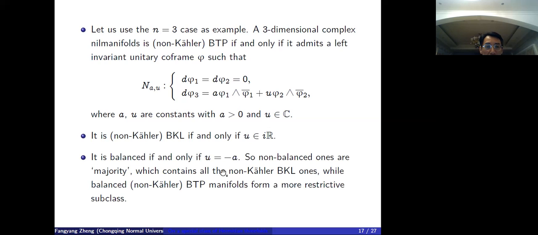So you see that this gives us kind of a picture. BTP is a broader class, right? In this case, it's parameterized by u, by all the complex numbers. A line, the y-axis, represents all the BKL, right? Away from this line, you could have even balanced ones. BKL can never be balanced unless it's Kähler, unless it's trivial, right?